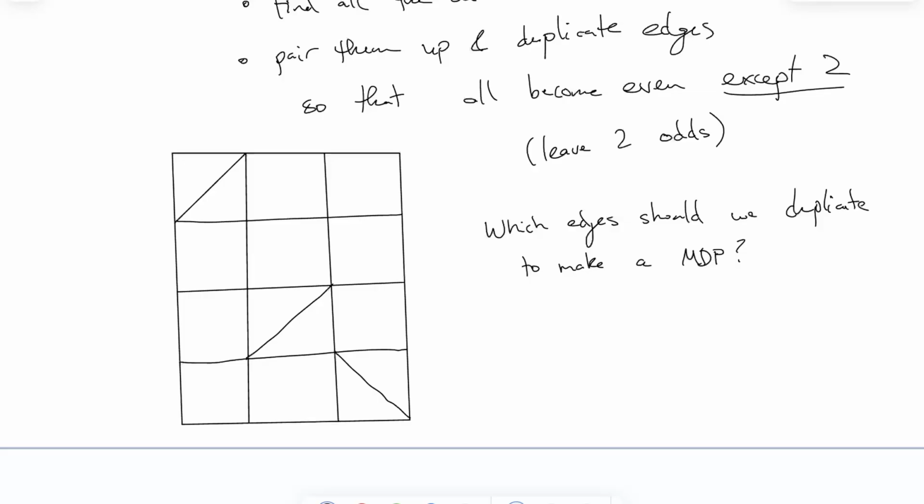Sometimes this is called an optimal parade route. This is like if you want to have a parade in your town that visits every street. You're probably going to have to repeat some of the streets in order to cover all of the streets. You might have to go back across some of them. Which ones should we repeat? That's the question.